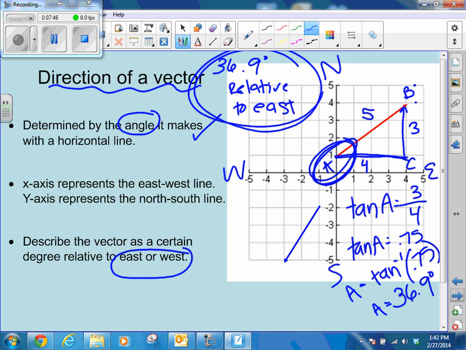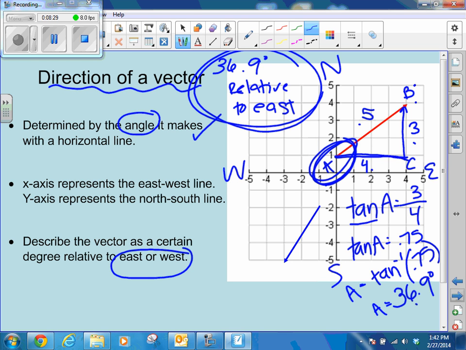All right. So the two things that you need to have, if I ask you for direction of a vector, what are they? Good. You need the degree, and then you need whether it's going to the east or to the west. Does this make sense? All right. So do we know how we got the 36.9? Do we know how we got the 4, the 5, and the 3? Okay. Could I have used sine instead of tangent? Could I use cosine? Absolutely. And do we understand why it's going east instead of west?